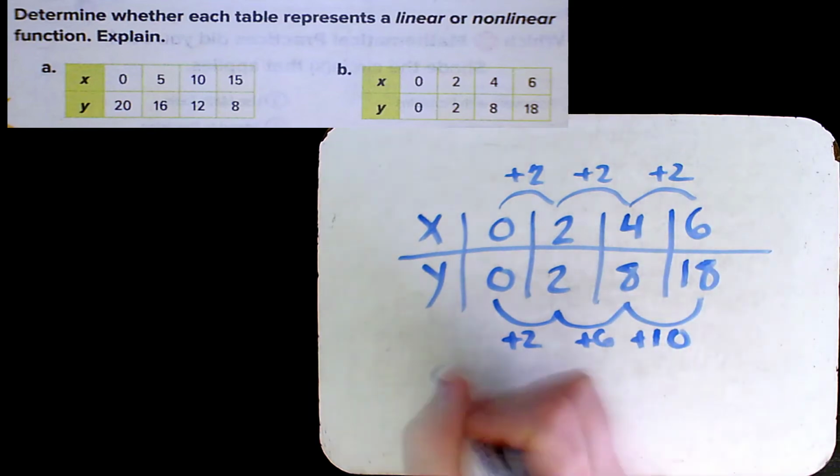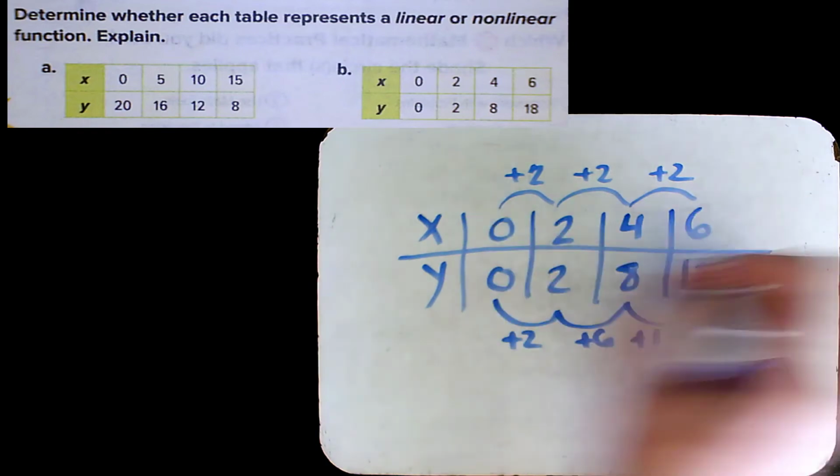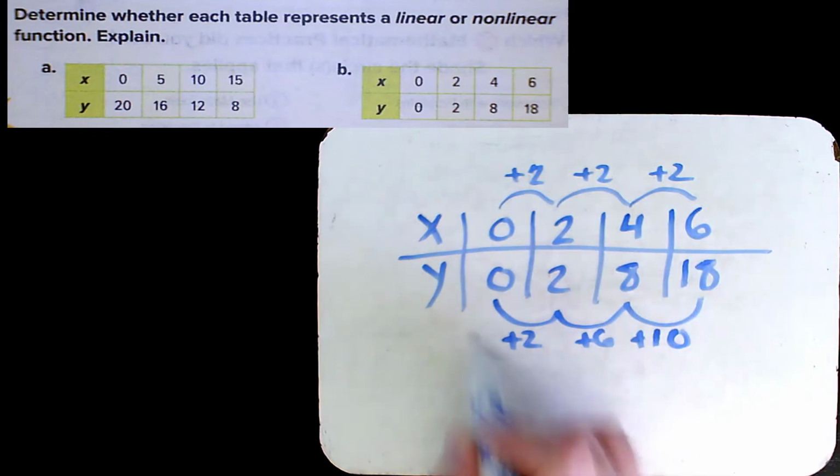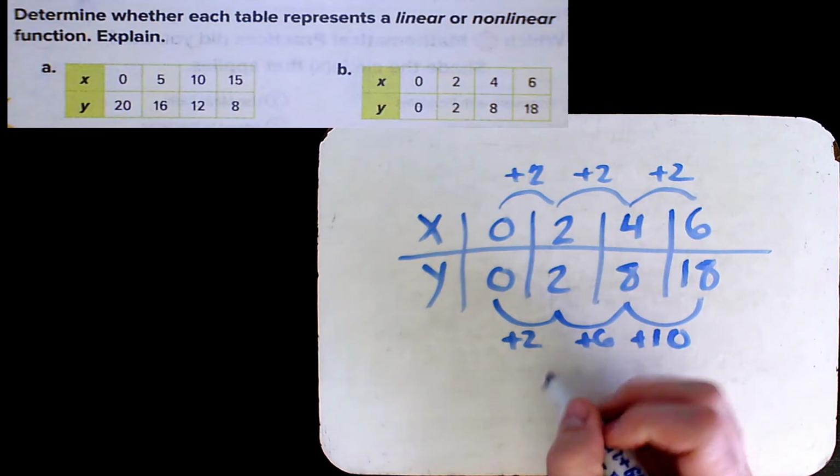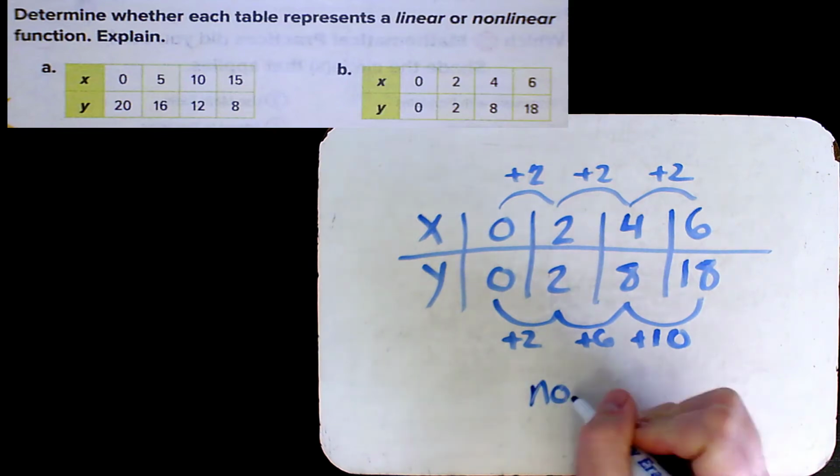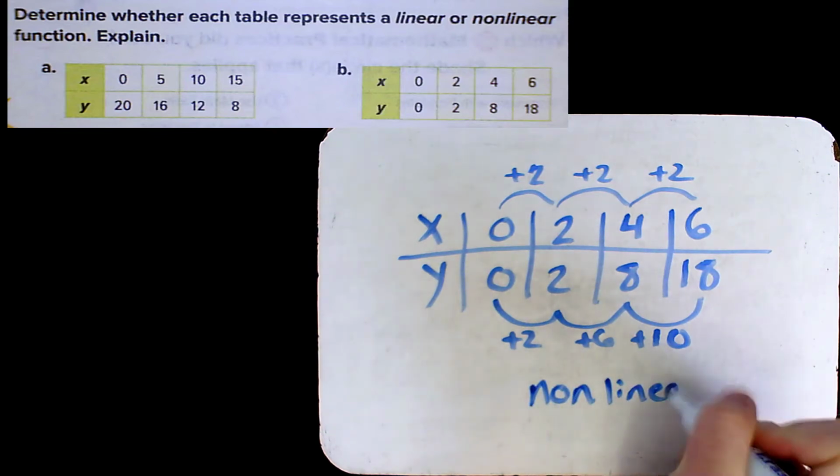So this, because they're not the same on both sides, my domain is staying the same each time, but my range is not staying the same. That means that I've got a nonlinear function.